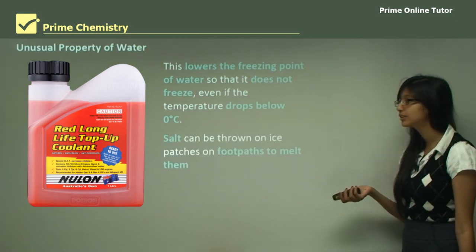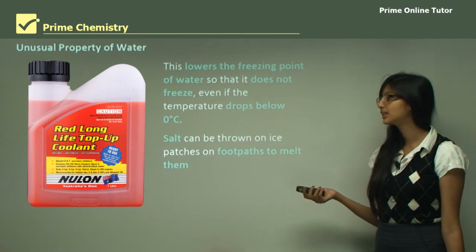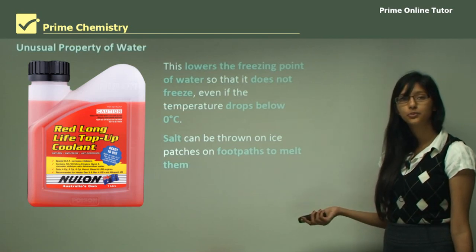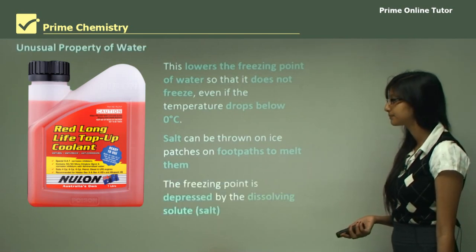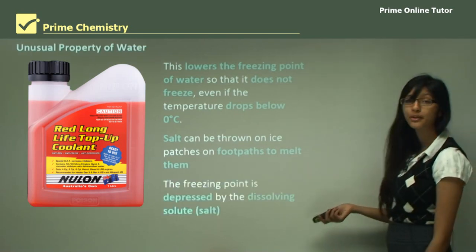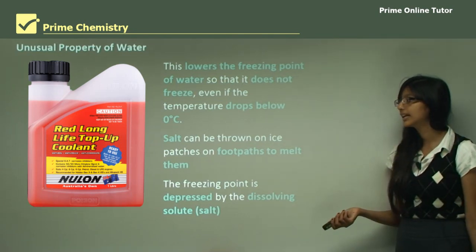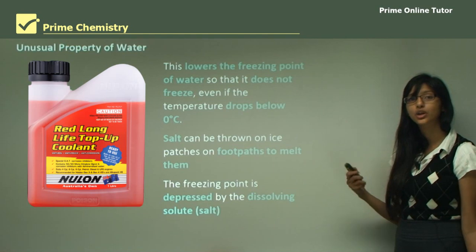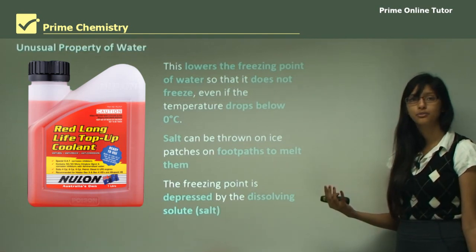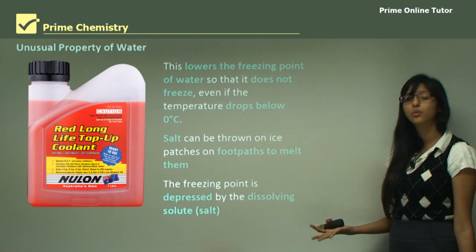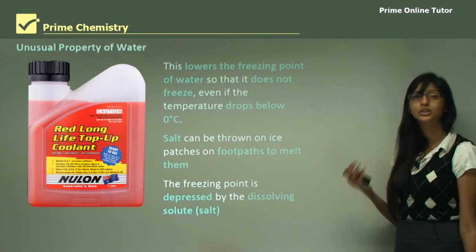Also, salt can be added to water. Salt can be thrown on ice on footpaths to melt it, because again, salt lowers the freezing point of water. If we add salt to water, it will freeze at a much lower temperature. So the freezing point is depressed, which means decreased, by dissolving a salt solute. So if we add antifreeze such as ethane 1,2-diol, or even salt, they change the property of water by decreasing its freezing point. So water freezes at a much lower point than 0 degrees Celsius to convert to ice.